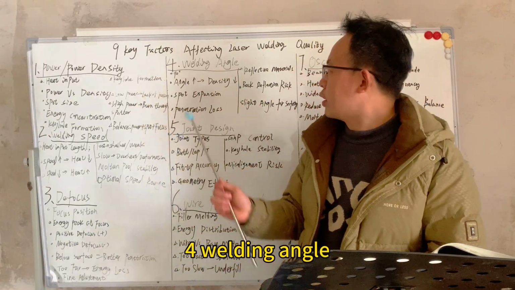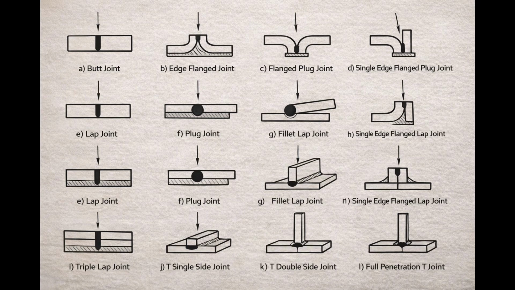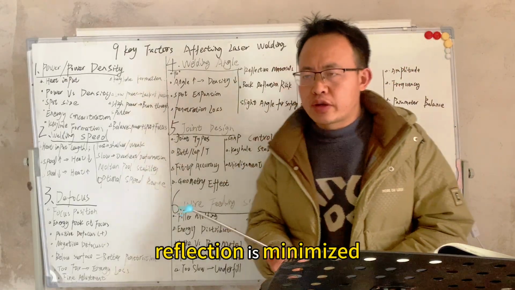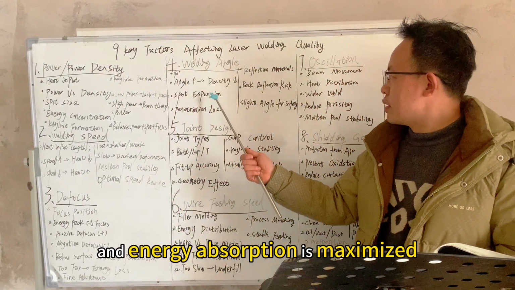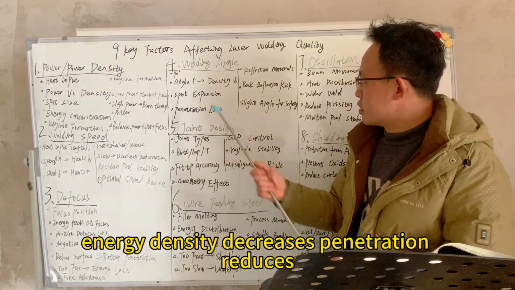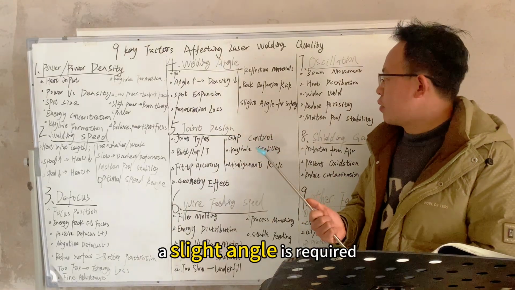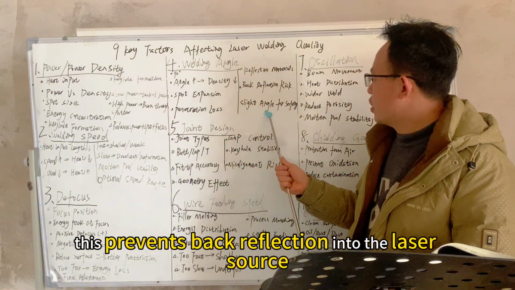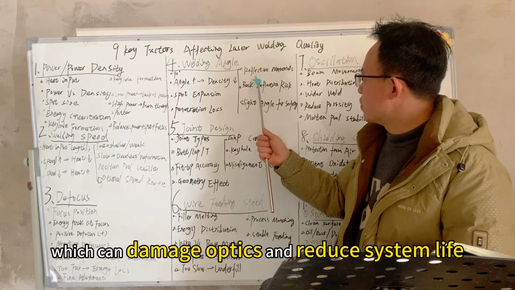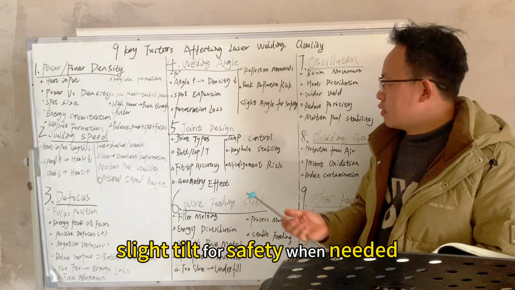4. Welding angle. The ideal beam is perpendicular to the surface. At 90 degrees, reflection is minimized and energy absorption is maximized. When the angle increases, the spot elongates, energy density decreases, and penetration reduces. However, for reflective metals like aluminum and copper, a slight angle is required. This prevents back reflection into the laser source, which can damage optics and reduce system life. So the rule is simple: vertical for efficiency, slight tilt for safety when needed.